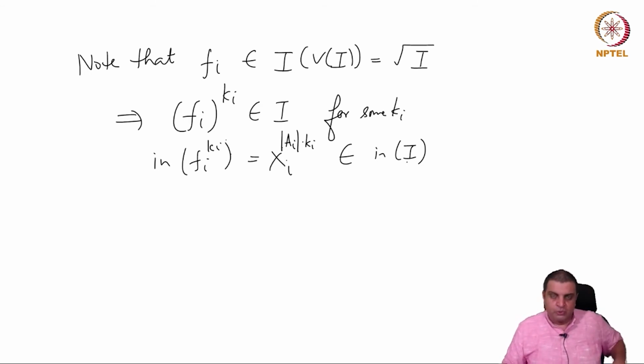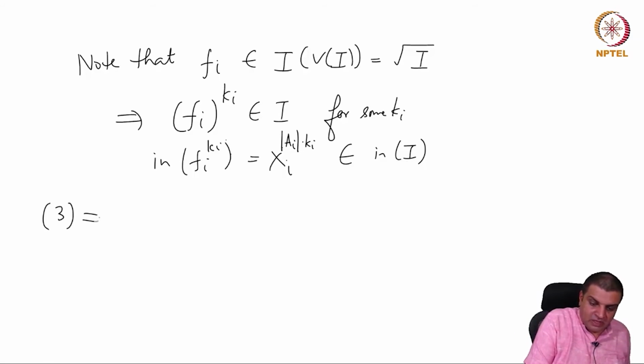We already observed 2 implies 3. Now let's prove 3 implies 4.